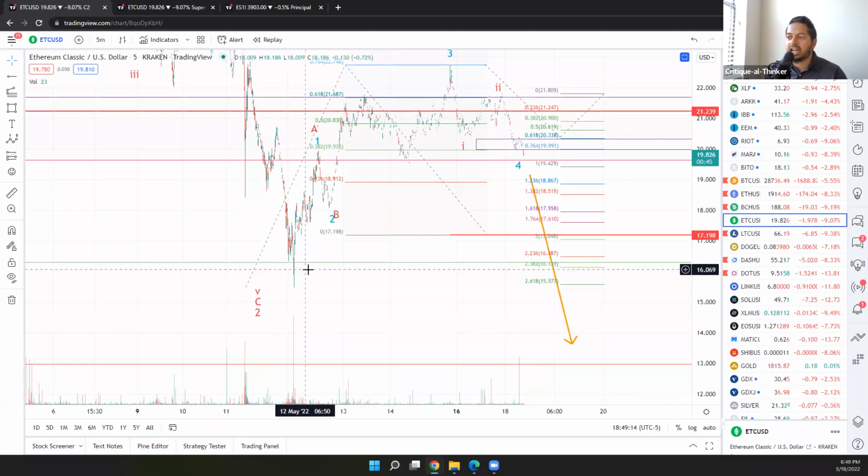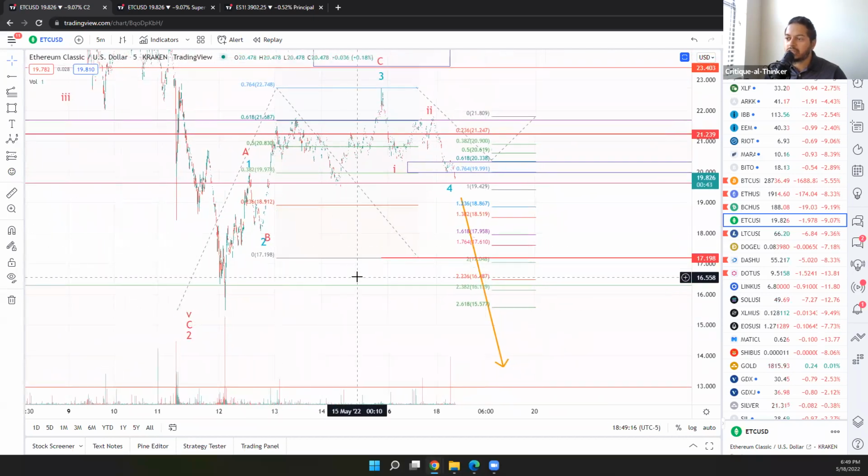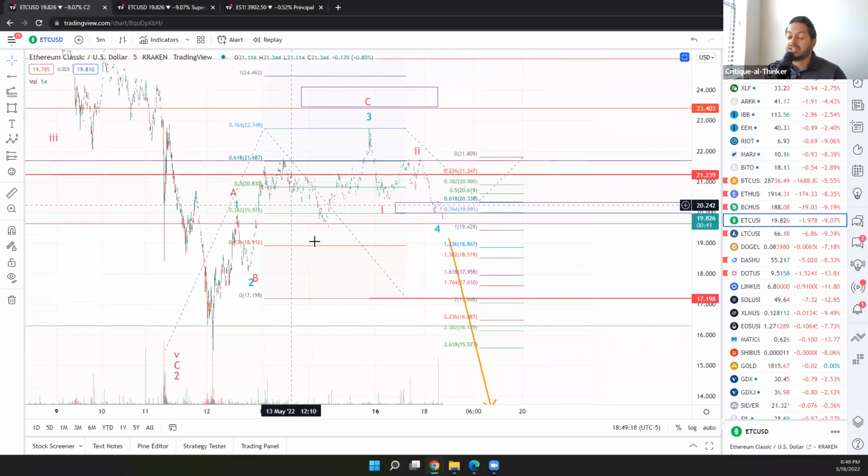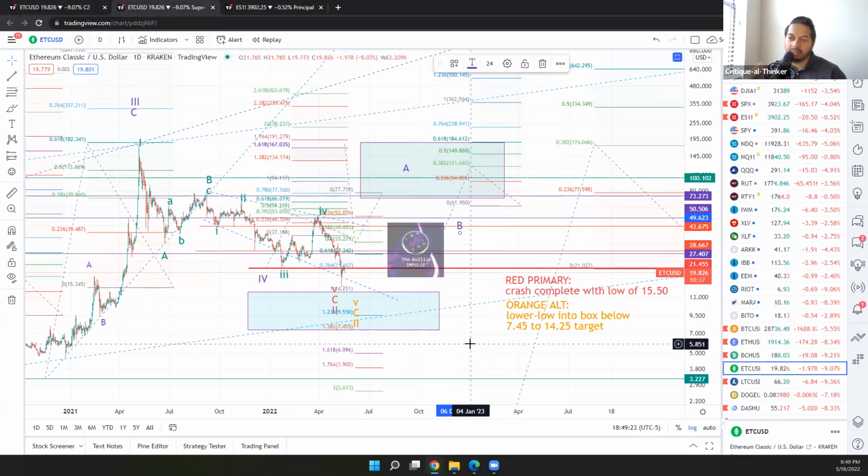As I mentioned, we did actually hyperextend a little bit, spiked down a bit lower than I was expecting based on the Fibonacci's on the short-term picture. But on the big picture, we actually didn't quite make it into the box for Ethereum Classic. So maybe Ethereum Classic was hinting earlier that we had a little bit more unfinished business to go. And I've cleaned up this chart.